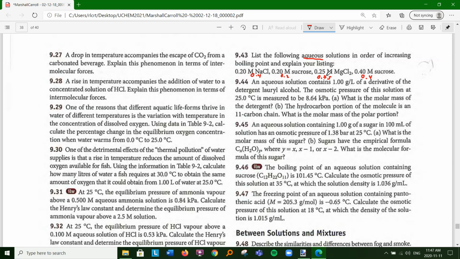What do we got here? 0.2 molar sucrose. Then they say the 0.2 molar NaCl. Then the MgCl2. Sorry, no. Let me do it again. 0.2 molar sucrose, then they go NaCl and the 0.4 molar sucrose, and then the MgCl2.